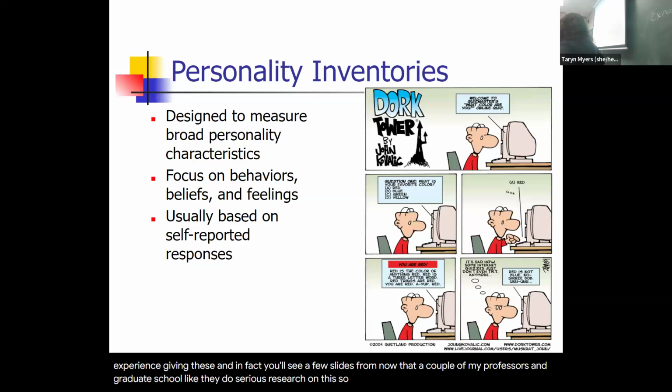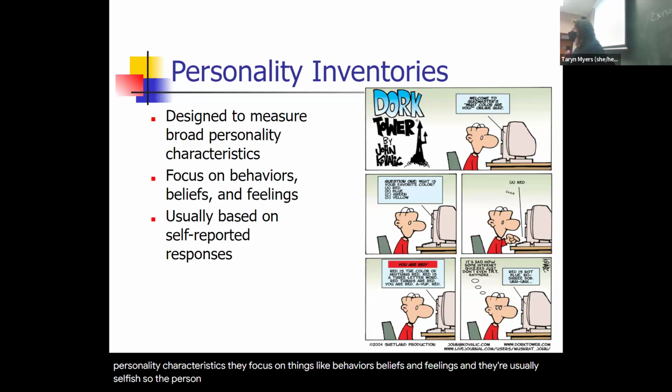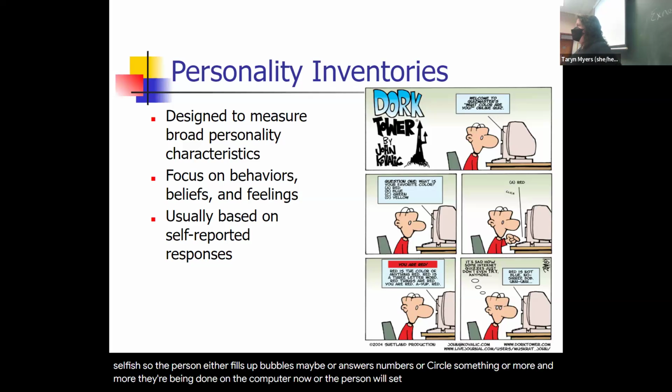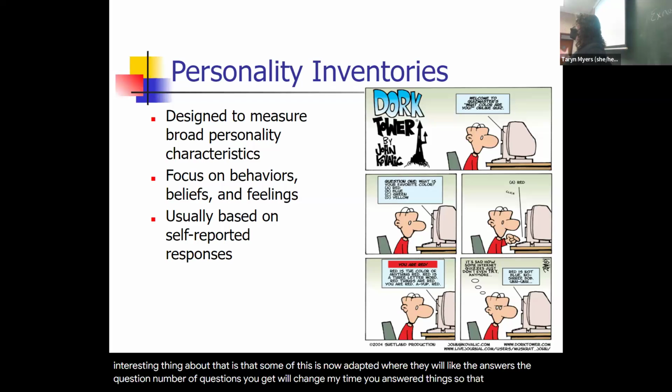These are designed to measure more broad personality characteristics. They focus on things like behaviors, beliefs, and feelings. And they're usually self-reported. So the person either fills out bubbles, or answers with numbers, or circles something, and more and more they're being done on the computer now, where the person will sit and fill them out. The really interesting thing is that some of this is now adaptive, where the number of questions you get will change based on how you answer things. So someone might not have to go through all 300-plus questions if they're not endorsing certain things. It makes it shorter for the people taking it.